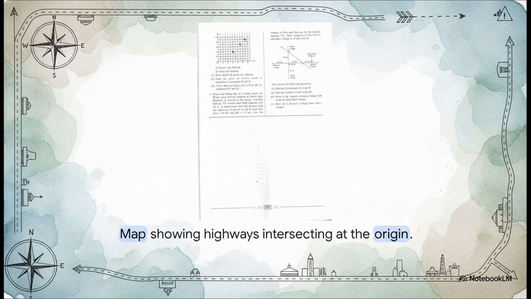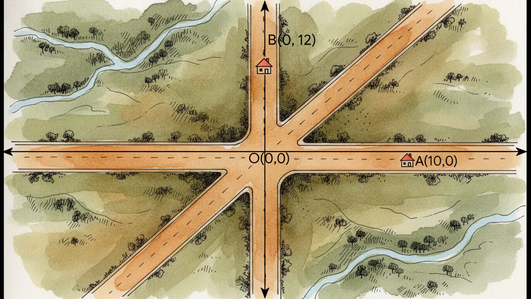Notice how the map is naturally set up on a grid? Yeah, that's our Cartesian plane just hiding in plain sight. The scenario lays it out perfectly for us. The two main highways intersect, creating an origin point right at 0, 0. We're told that point A is 10 kilometers away along one highway, so let's just call that the x-axis.